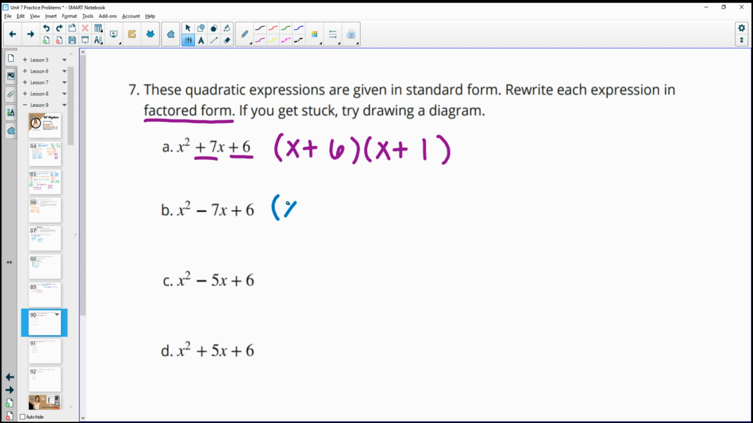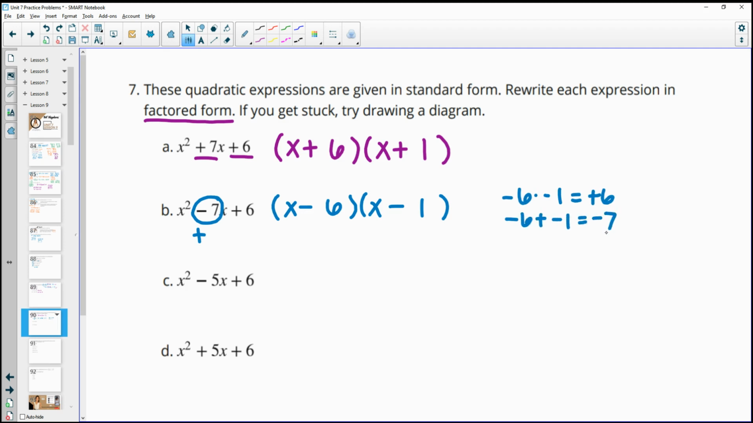This next one is very similar, except for now it's going to add to a negative 7. So that means that we would want two negative numbers. So negative 6 times negative 1 is positive 6. And then negative 6 plus negative 1 is that negative 7.